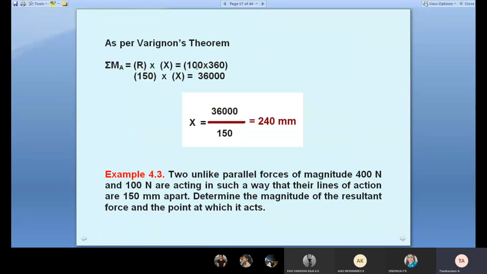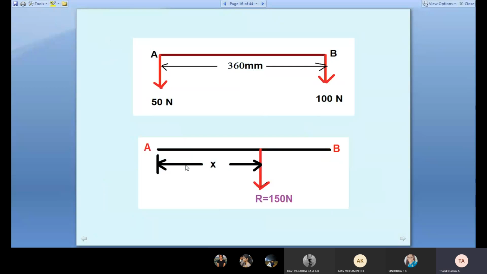That is, resultant force moment equals summation of individual force moments. Here there is only one force, that's why 100 into 360. Therefore, X equals 36000 divided by 150. X equals 240 millimeters. So the resultant acts at 240 millimeters from point A.